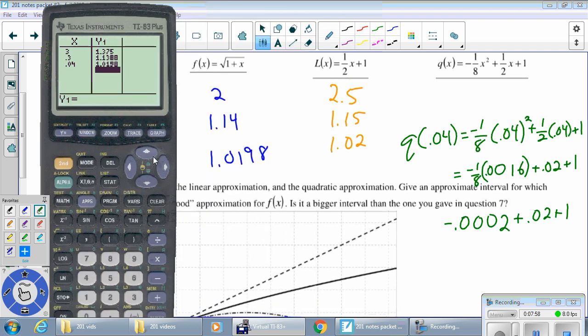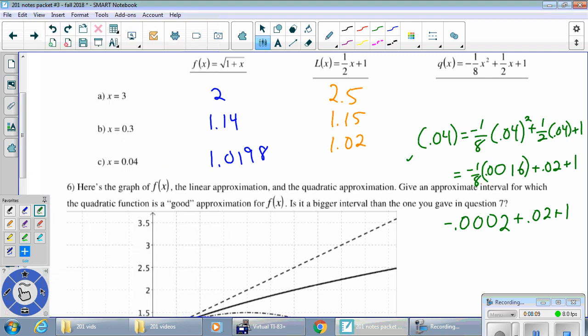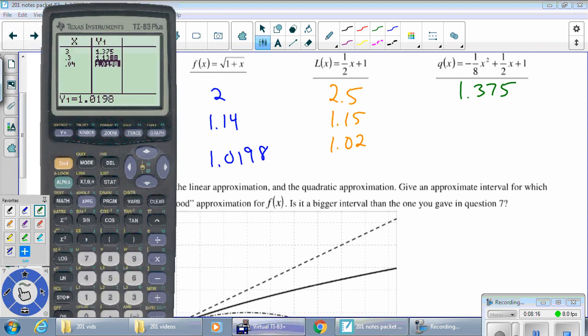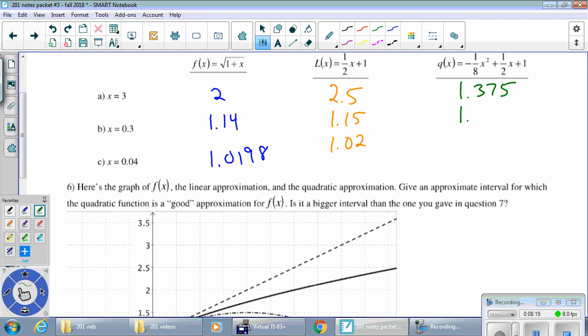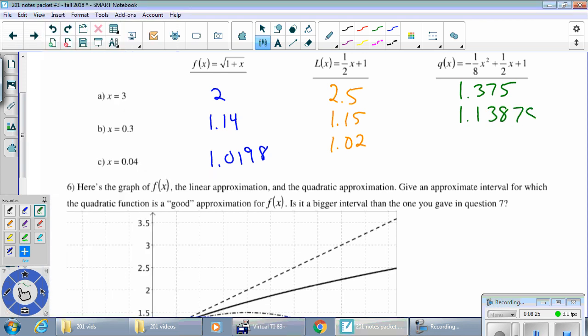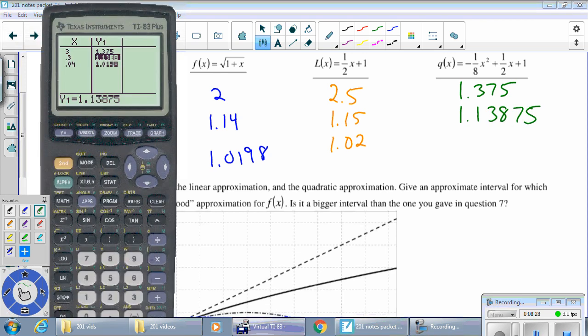Okay, so here are our approximate answers. Well, I guess these are our exact answers from the quadratic. So I'll write them here in our column. So 1.375 is the first one. And then 1.13875. I thought that was rounded, but it was actually exactly 1.13875. And then I don't think the last one is rounded. I think it's exactly 1.0198.